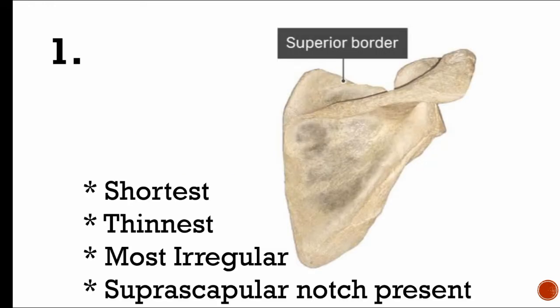Then we are moving to borders of scapula. There are three borders: superior border, lateral border and medial border. First we look into the superior border. It is the shortest, thinnest and most irregular one, and it presents a suprascapular notch which transmits suprascapular nerves and vessels. It extends from the medial angle to the base of the coracoid process.